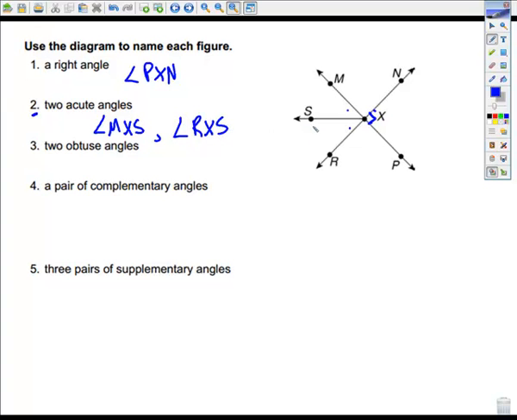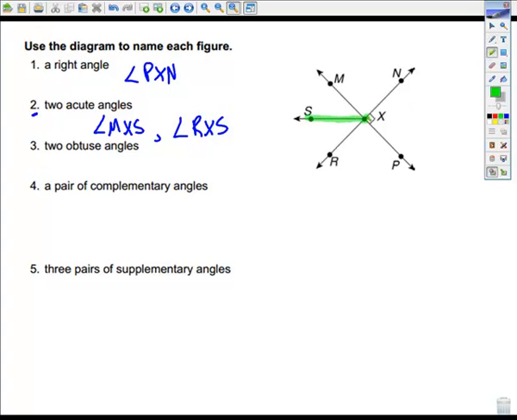And again, it's not wrong if I would have called it SXR. It's the same angle. Notice I am putting the angle symbol in front, because if I don't put the angle symbol in front, then it's not truly talking about the angle. I need two obtuse angles. Obtuse angles, remember, are greater than 90 but less than 180. So they're not blatantly sort of out here. I have to search for them.